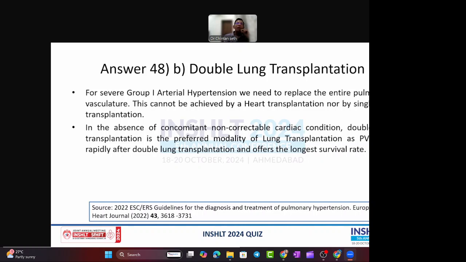it's always better to go for double lung transplantation because, as I told, when we have double lung transplantation, the PVR will fall. If you do only a single lung transplantation, there will still be high PVR, with pulmonary vascular resistance from the other lung which we have not transplanted. So the clear-cut answer is double lung transplant, and the patient has a better outcome. Next slide, please.